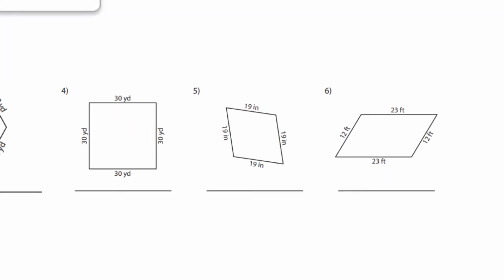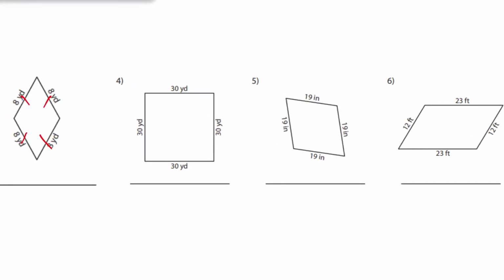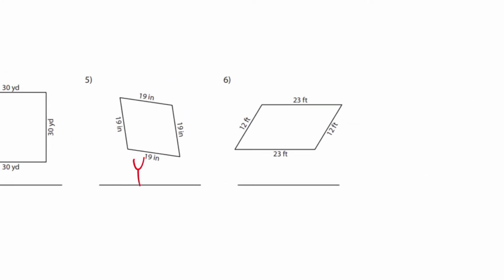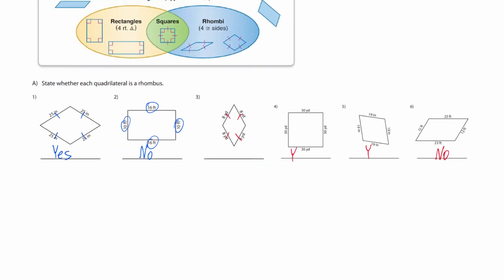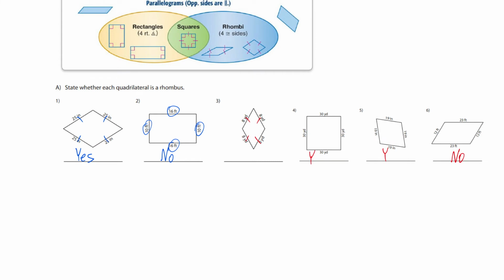Now, just look up here. These are not on yours, but number 4, is that one a rhombus? Yes. Yeah, all 4 sides are the same. What about number 5? Yes. Yep, they're all 19. What about number 6? No. Nope. So that's the main defining feature of a rhombus, again, is that all 4 sides are the same.